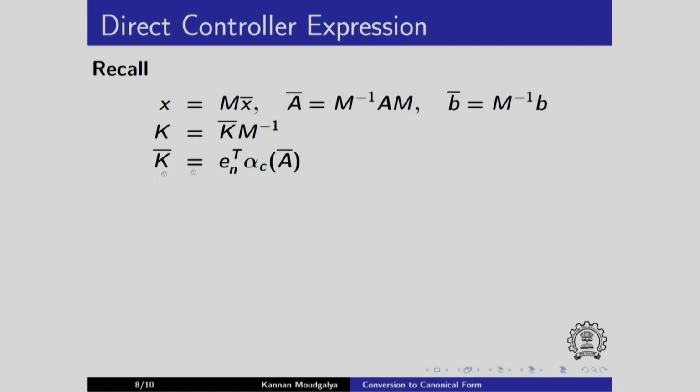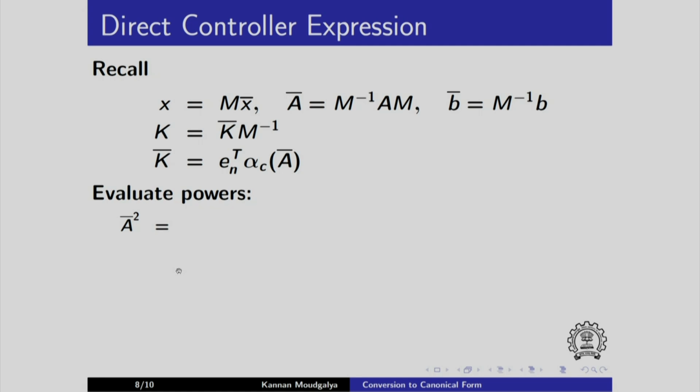So let us now try to get this k bar, or in fact let us try to get this k in terms of the original coordinates, untransformed coordinates, so that we can implement that controller directly. We need to evaluate this polynomial alpha c evaluated at a bar, so it has powers of a bar. So let us evaluate powers of a bar below.